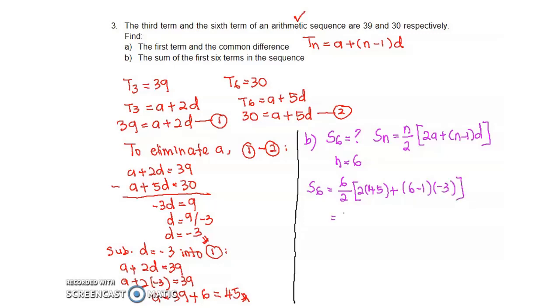So 6 over 2 equals 3. 2 times 45 is 90, plus 6 minus 1, which equals 5. 5 times negative 3 equals negative 15. So here it is minus negative 15... when you calculate this one, 90 minus 15 is 75, and then multiplying by 3, we get 225.